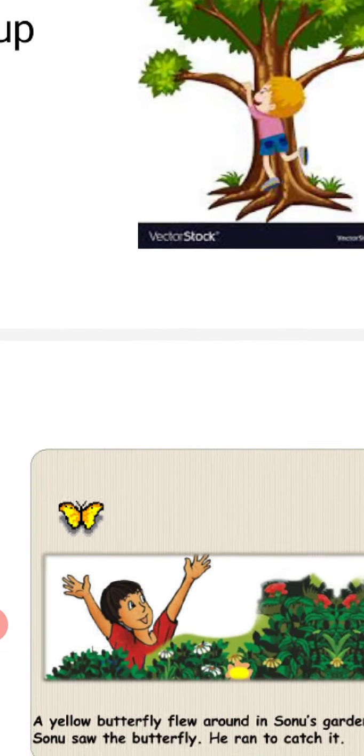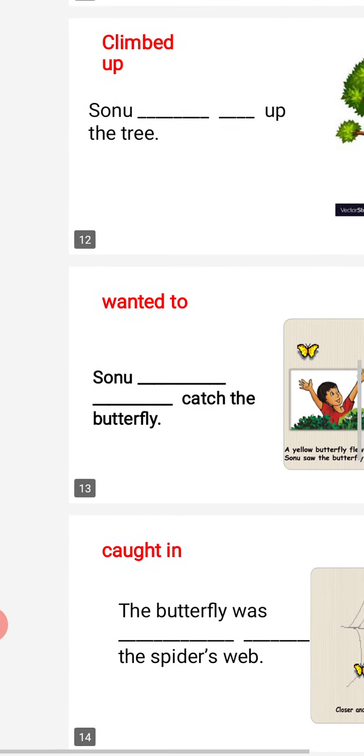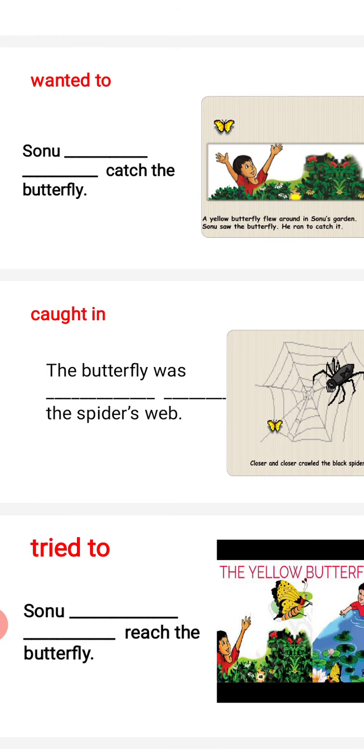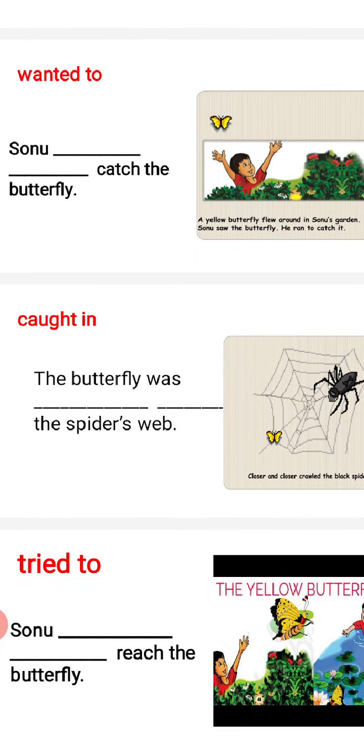Here you can see Sonu climbed up the tree. Climbed up. Then wanted to. Sonu wanted to catch the butterfly.